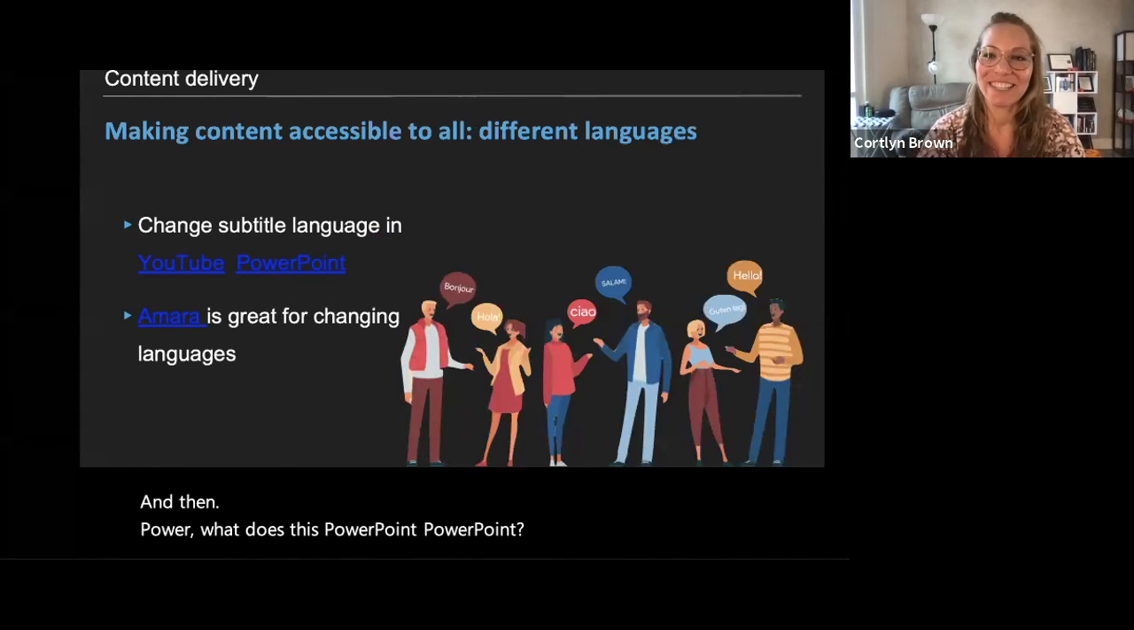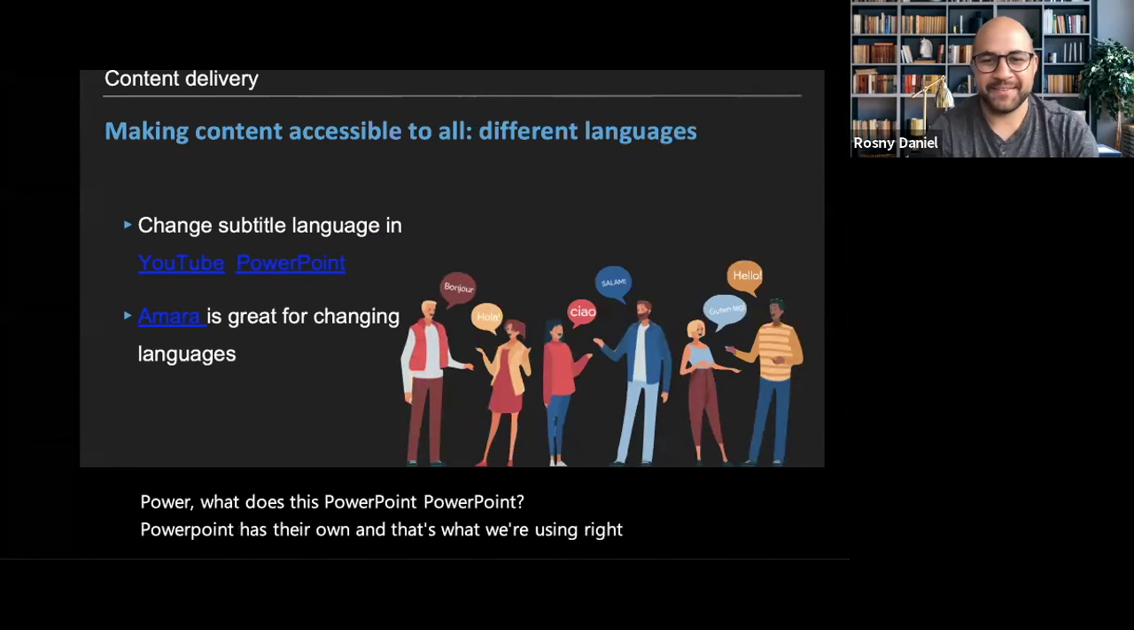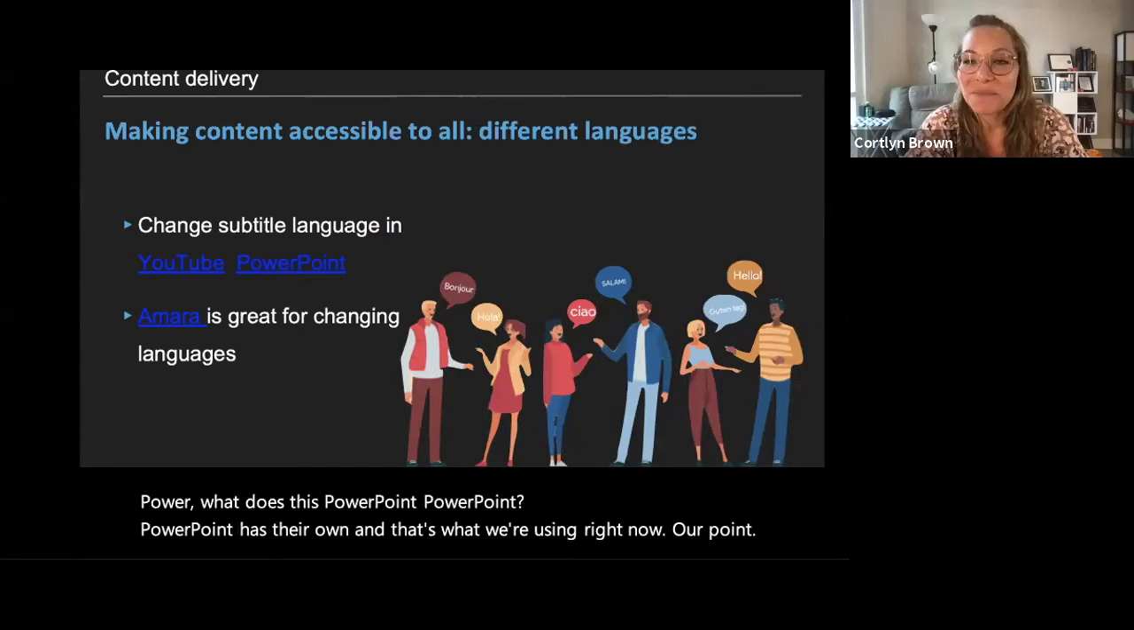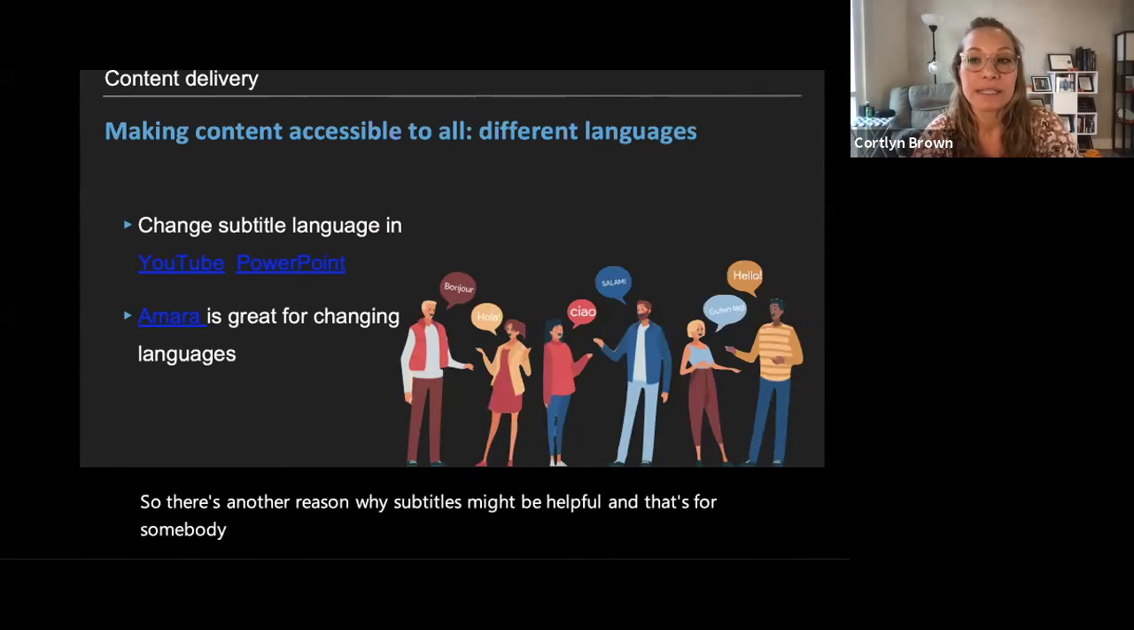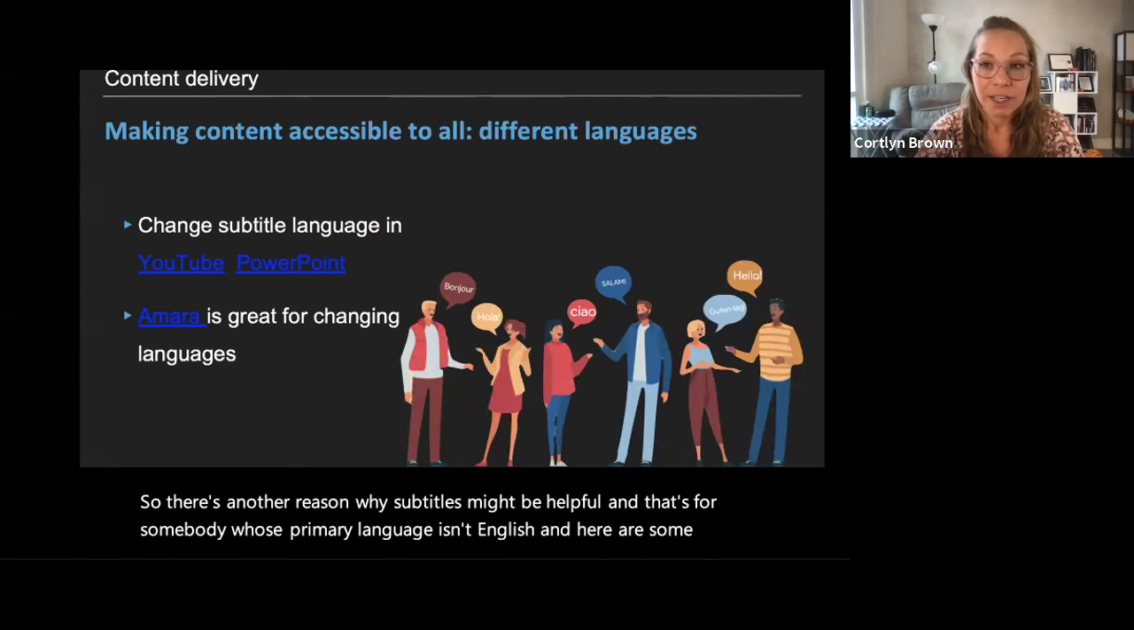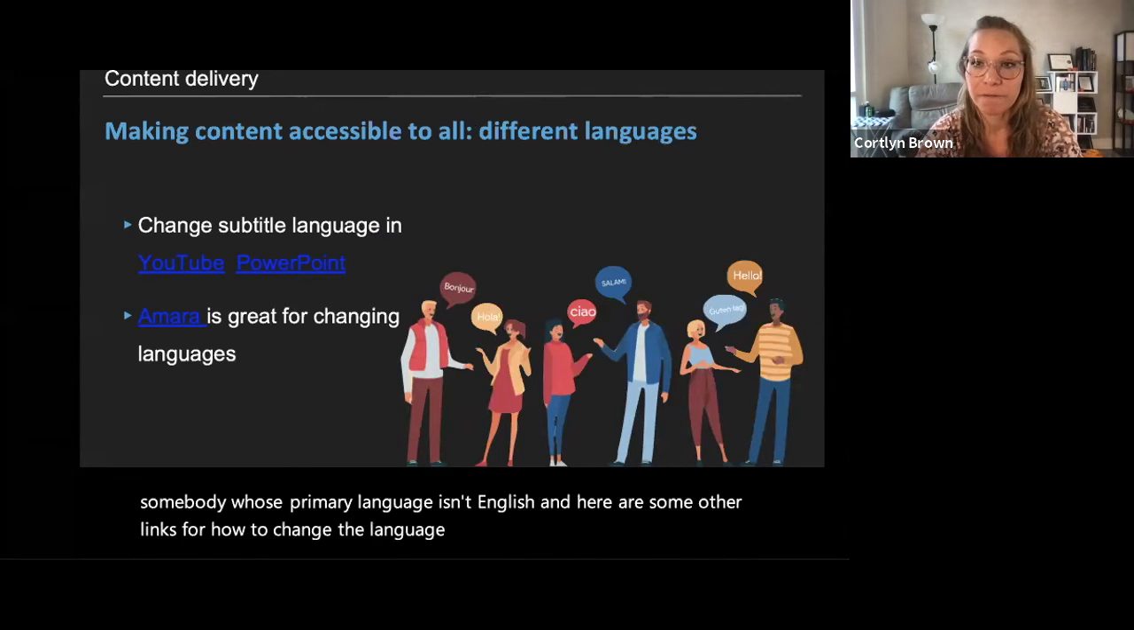PowerPoint has their own, and that's what we're using right now. There's another reason why subtitles might be helpful, and that's for somebody whose primary language isn't English. And here are some other links for how to change the language of subtitles in different video formats.